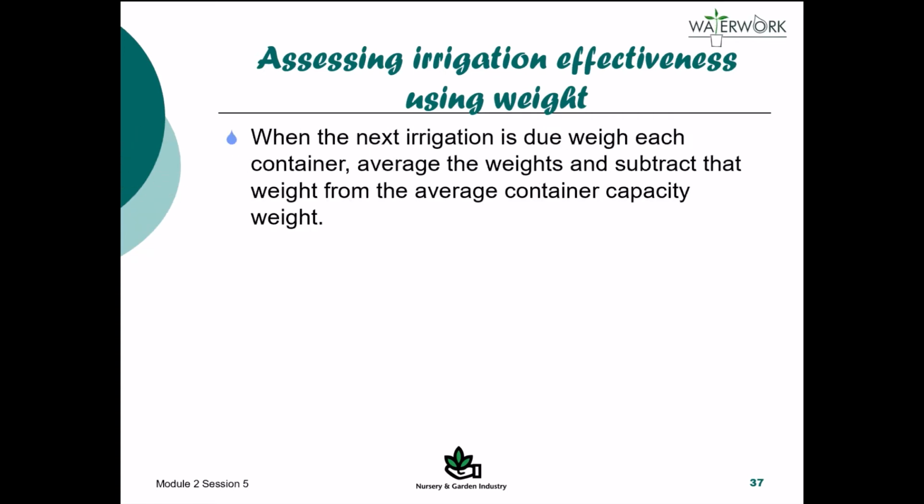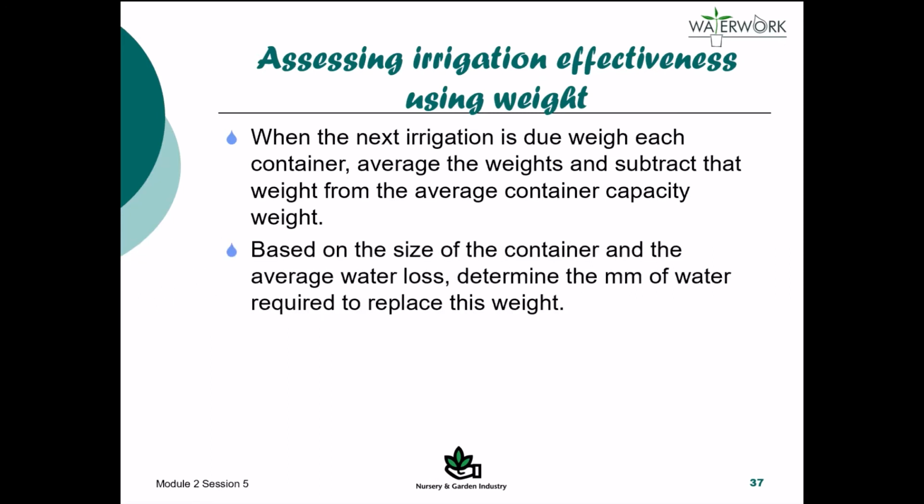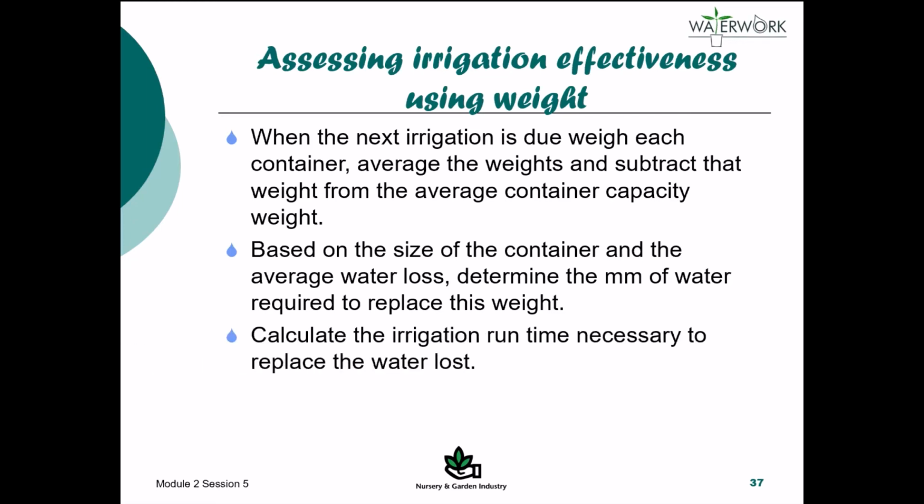When the next irrigation is due, weigh each container again. Average the weights and subtract that weight from the average container capacity weight. Based on the size of the container and the average water loss, determine the millimetres of water required to replace this weight. From the irrigation system mean application rate and scheduling coefficient, calculate the irrigation runtime necessary to replace the water lost in the driest container in the area. Then run the irrigation for the calculated time.